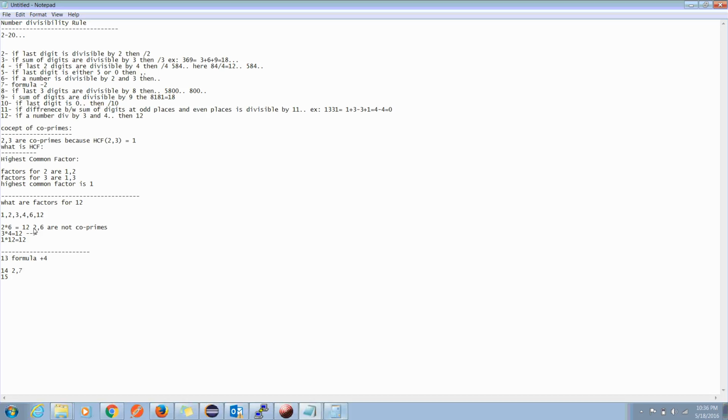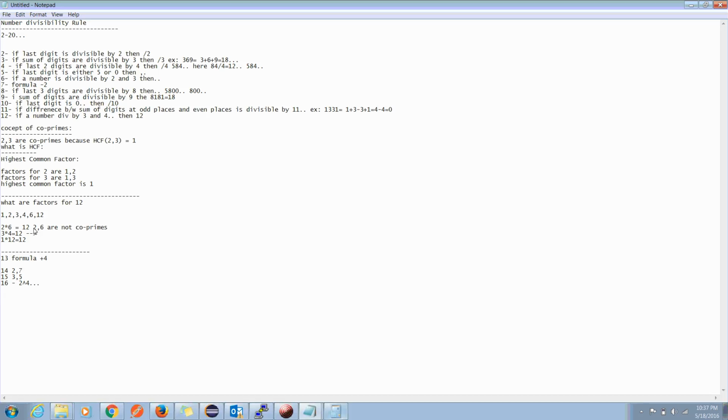15. If a number is divisible by 3 and 5, then that number is divisible by 15, because 3 and 5 are coprimes. 16. Here 16 is 2 power 4. I will explain one concept here.